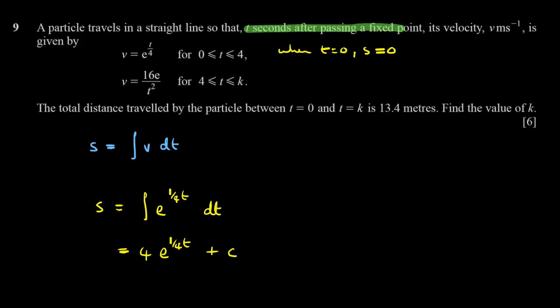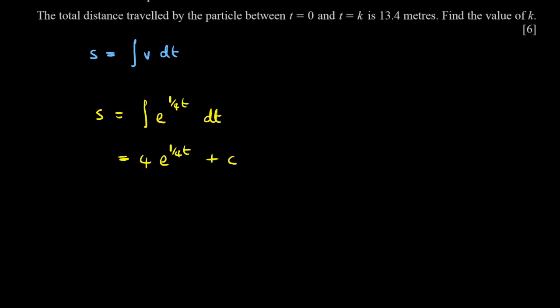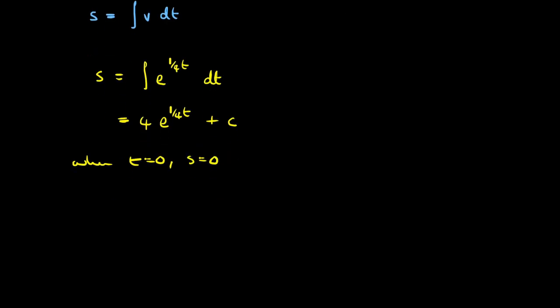Okay, so that's what we're going to do. I'm going to substitute that into here. I'm going to say when t is equal to 0, s is equal to 0. So what I can say is 0 is equal to 4 e to the power of 0 plus c, and e to the power of 0 is 1. So c is equal to -4.